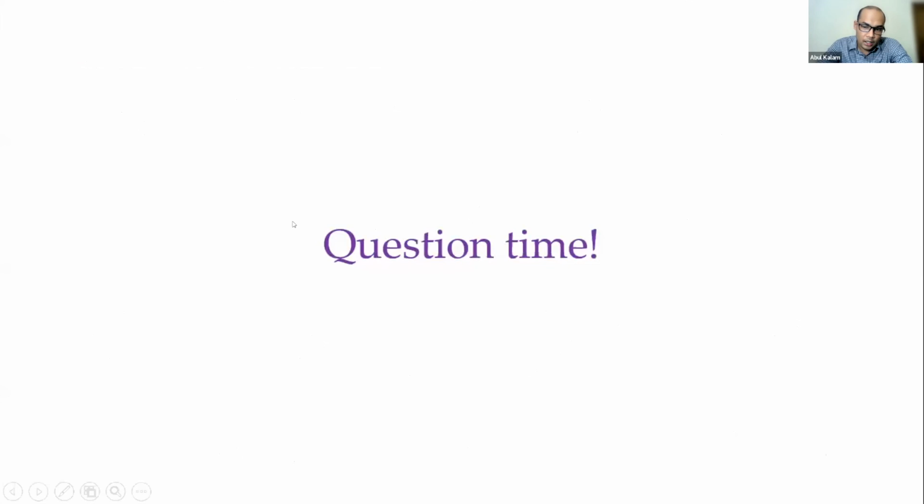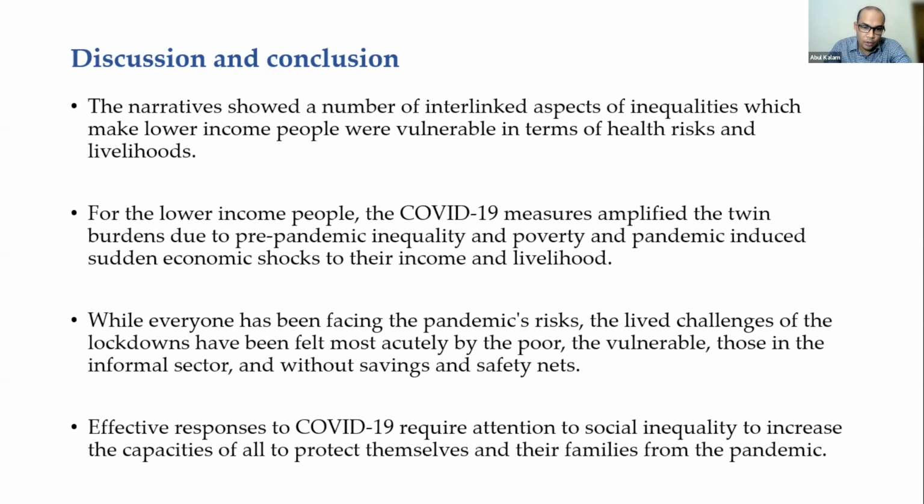And the one recommendation that can be drawn from this study is that an effective response to COVID-19 requires attention to social inequality, to increase the capacities of all to protect themselves and their families from the pandemic. Meaning, you cannot avoid following those messages to contain the virus. And again, if those messages are followed appropriately, then the life and livelihood of those lower income populations are at risk. So the ultimate solution is to provide support to those people to reduce the inequality and also ensure their economic support during the crisis.